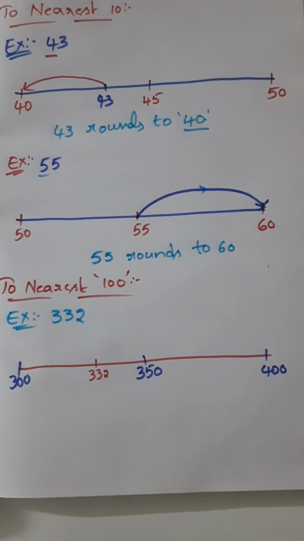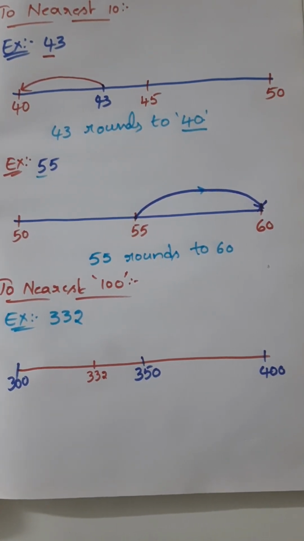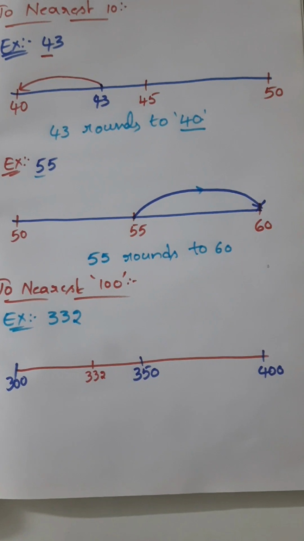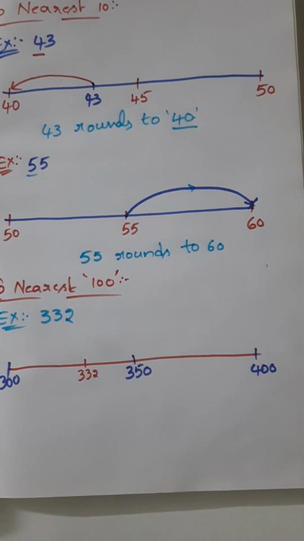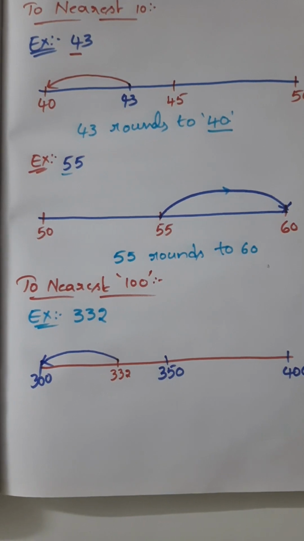Since this lies between 300 and 350, we have to round it to 300. To our left side only we are going to round, because 300 is the nearest 100 of 332, no? So we have to round 332 to 300. This 332 rounded to 300. The value of the nearest 100 of 332 is 300. Understood?